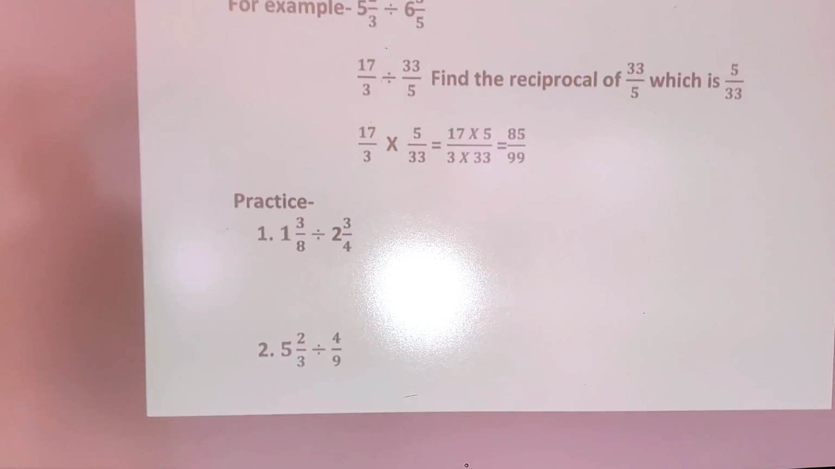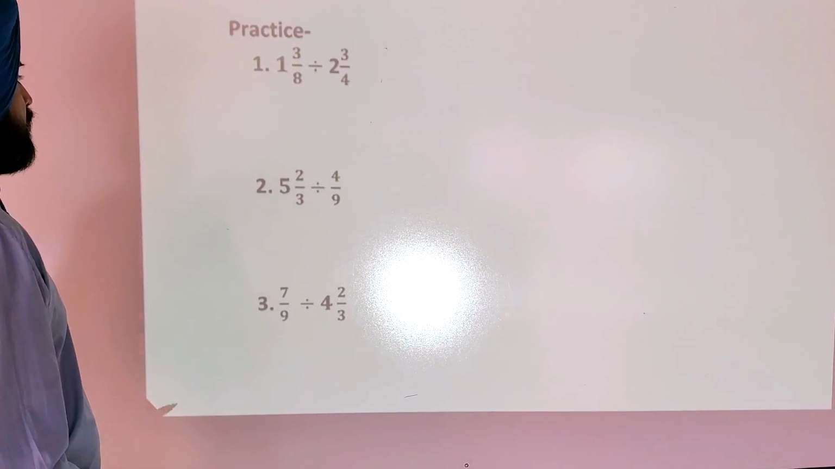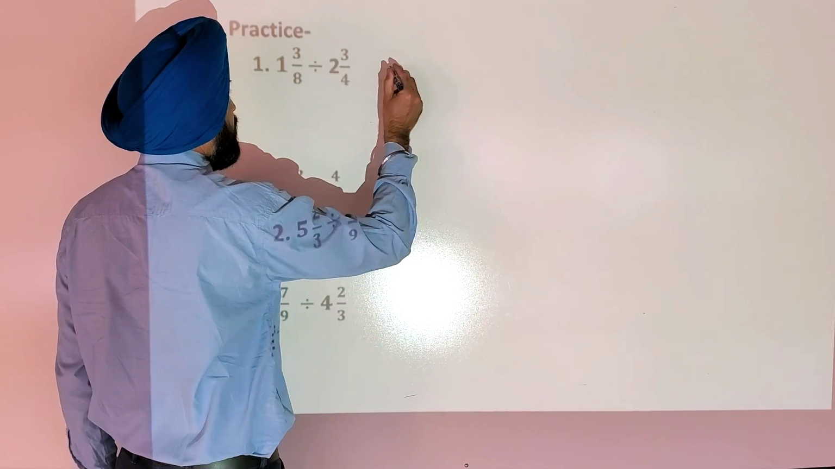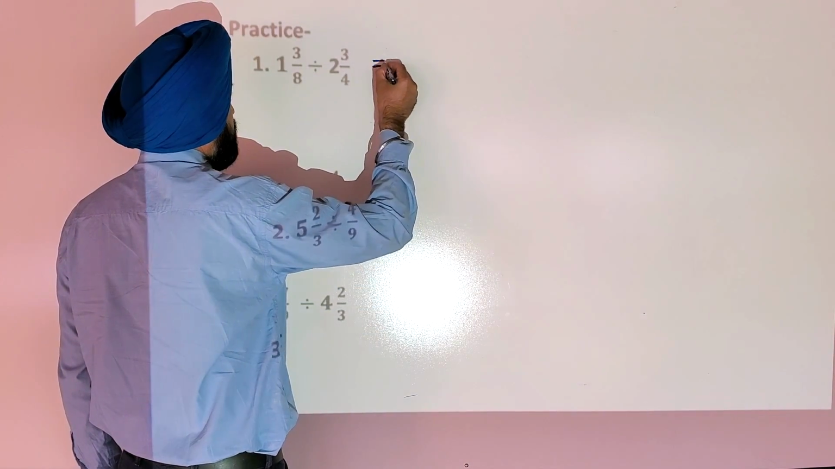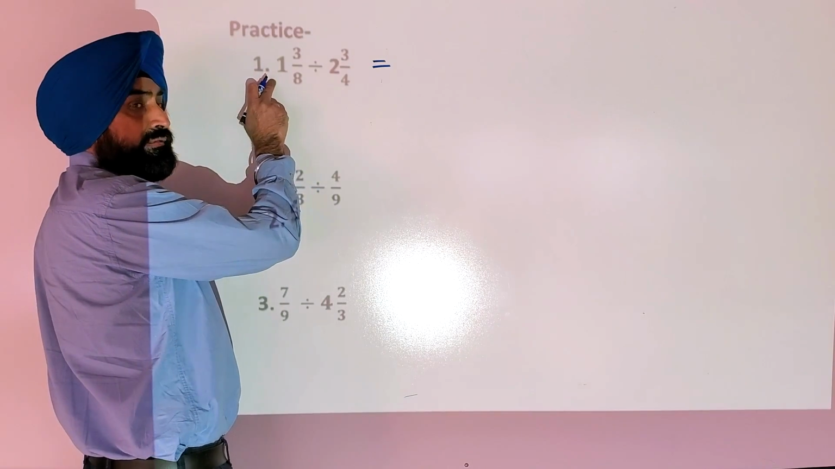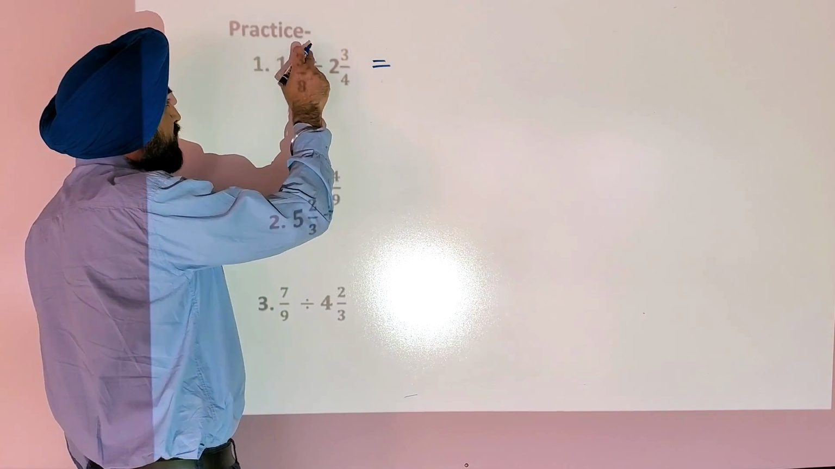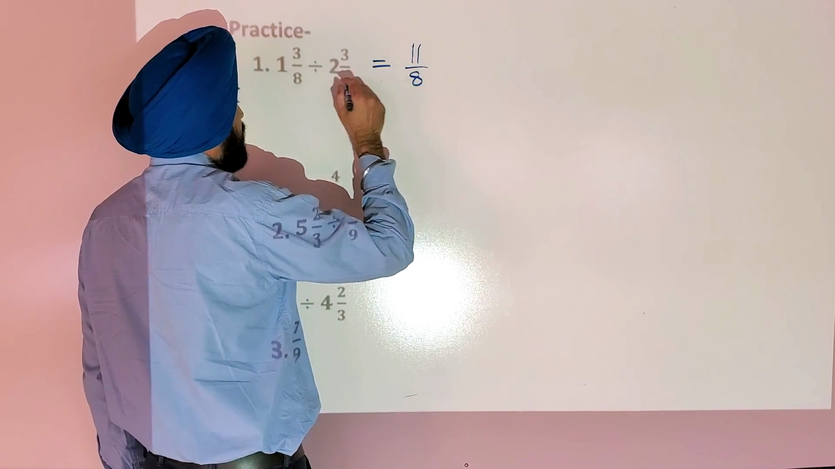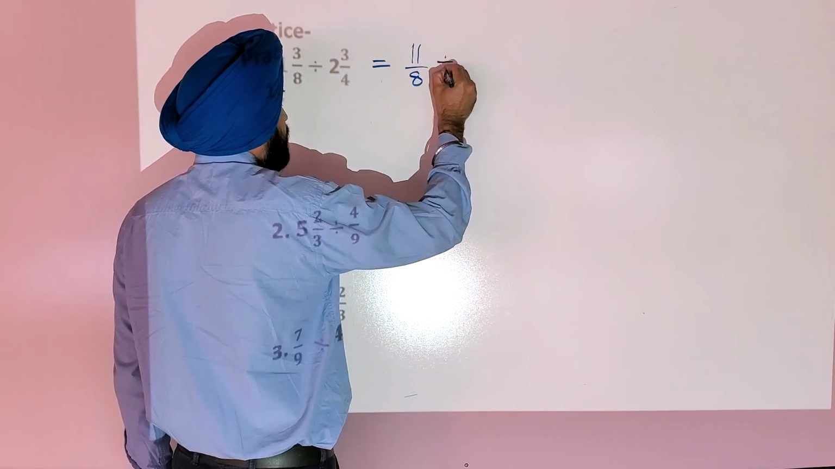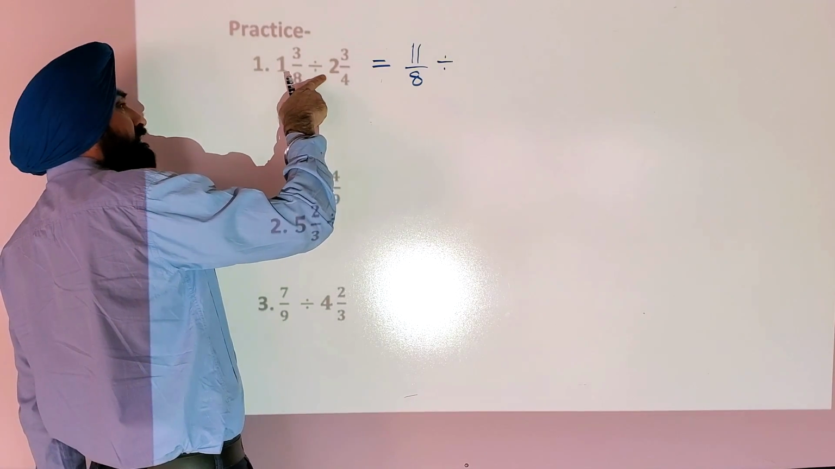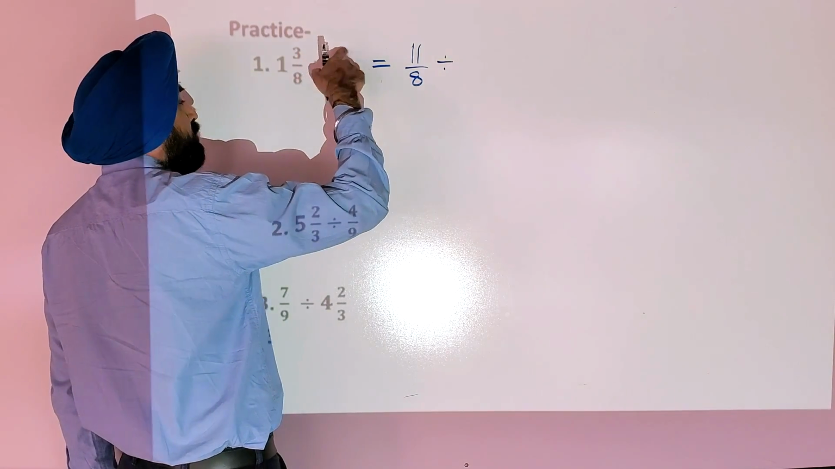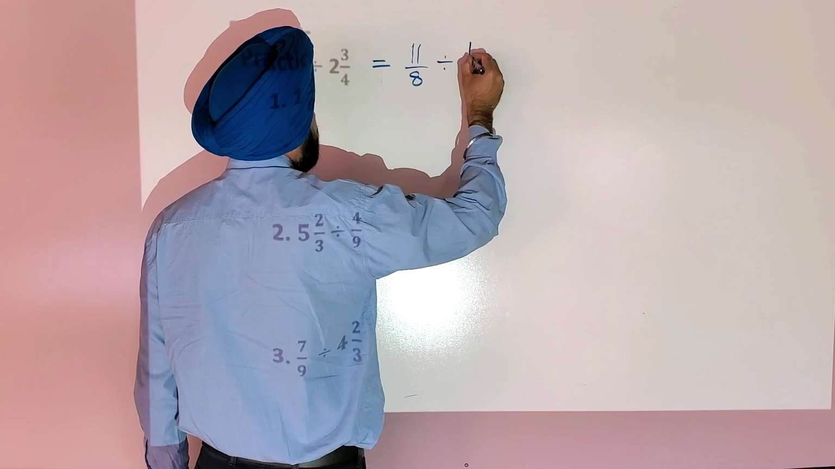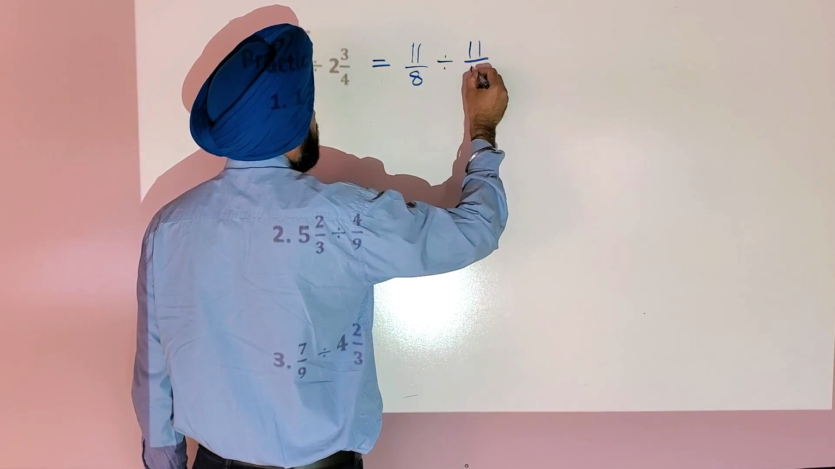Let's do some practice questions. For example, this one: convert into improper. 8 times 1 is 8, plus 3, 11 over 8, divided by 4 times 2 is 8, 8 plus 3 is 11 over 4.